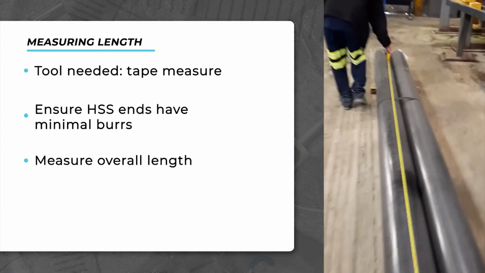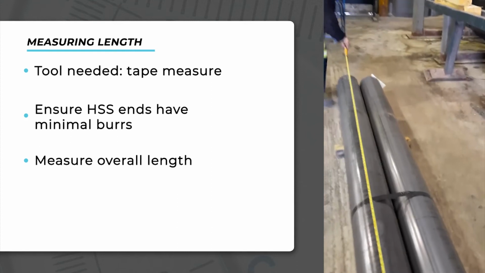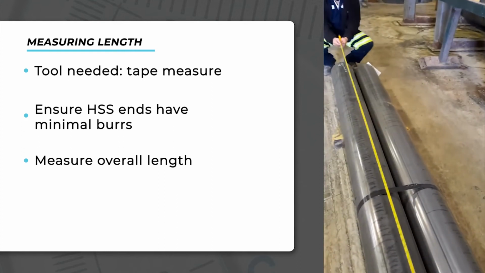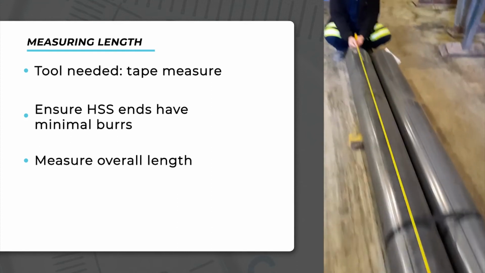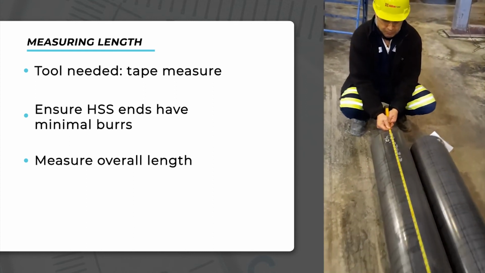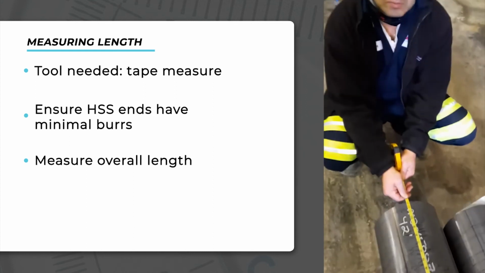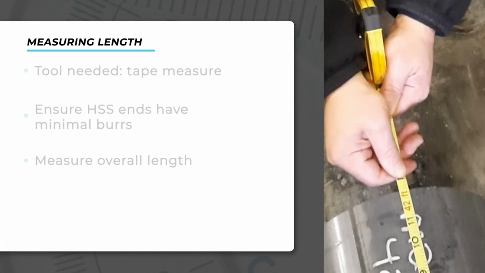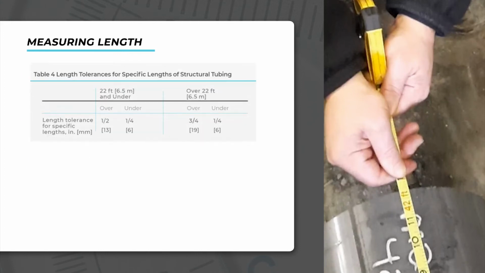We will see that our final measurement is a little over 42 feet. Therefore, we have an HSS bundle that is greater than 22 feet. Looking at the ASTM A500 length tolerance table on the left, we need to confirm that the final length measurement falls either plus 3/4 of an inch or minus 1/4 of an inch from the specified length for this piece.